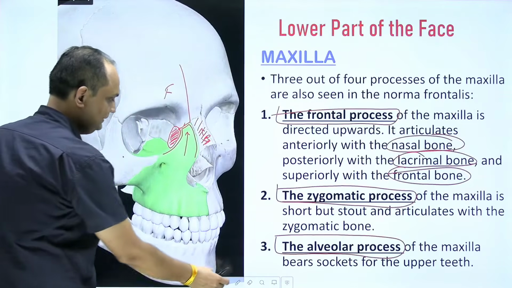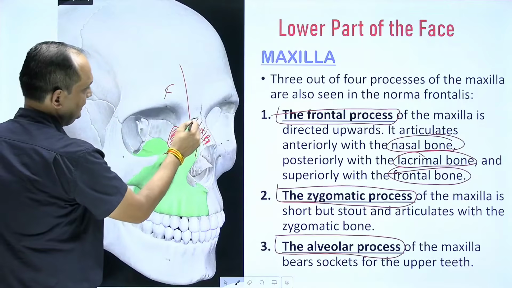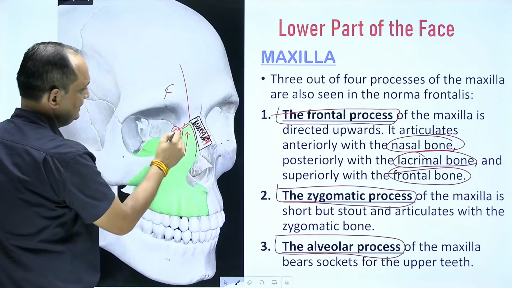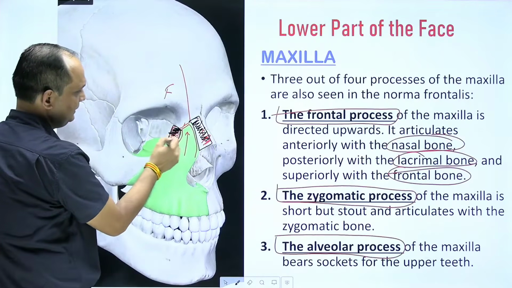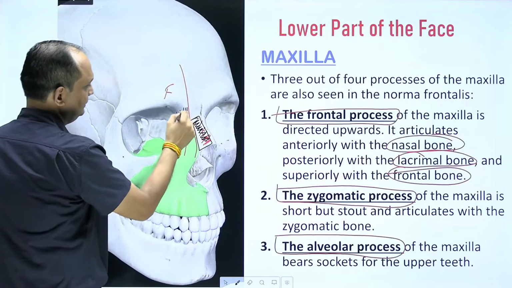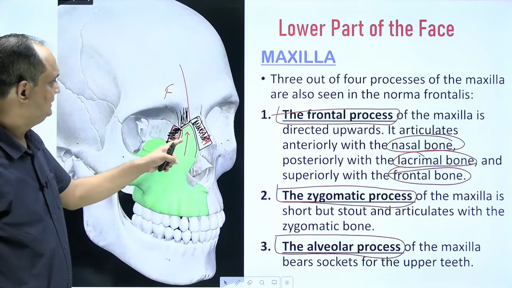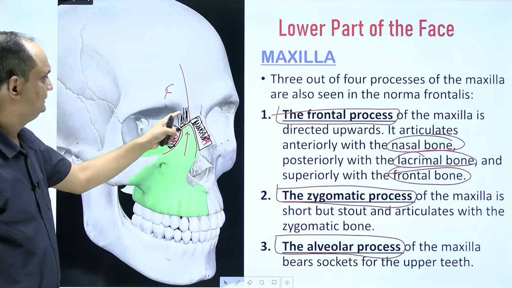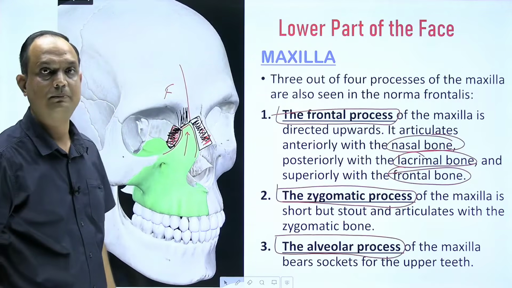Again you can see this is your nasal bone, which is articulating on the anterior side of the process. This is the lacrimal bone, which is articulating on the posterior side of the process, and this is the frontal bone, which is articulating on the upper part of the process. In this way you can see that this process is now surrounded from all the 3 sides by the 3 bones.